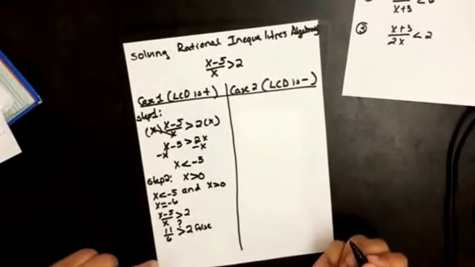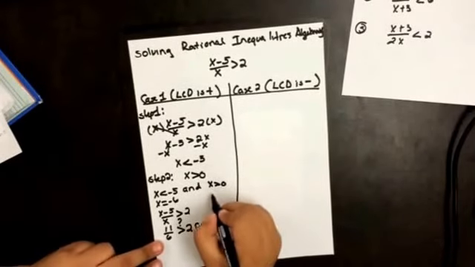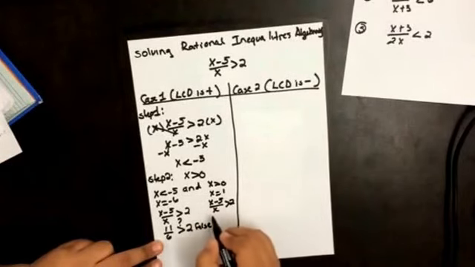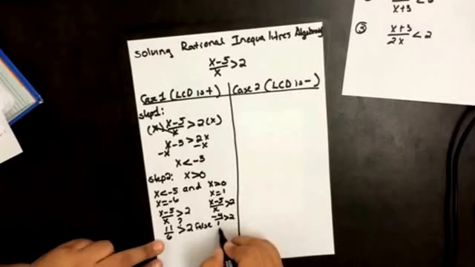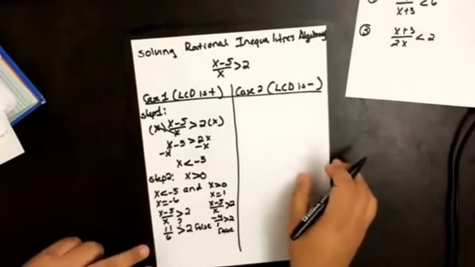Okay, so now I'm going to test when x is greater than 0. So if x equals 1, then I'm going to get 1 minus 5, which is negative 4, over 1, greater than 2. It's false. Okay, so now let's go over case 2.